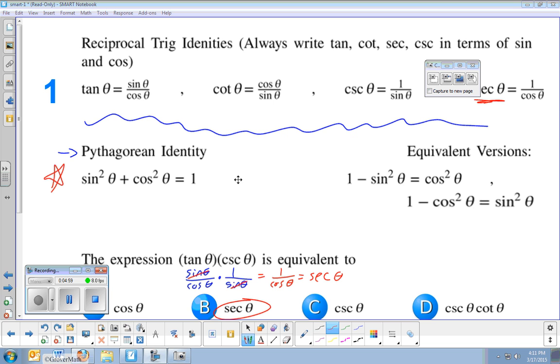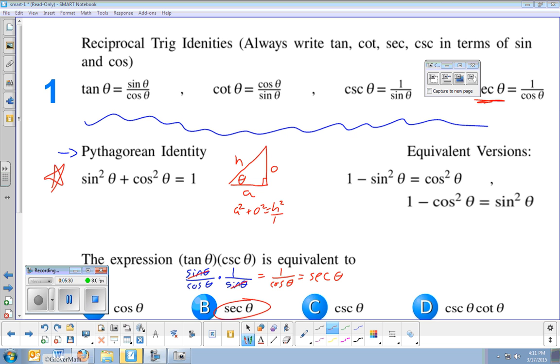If we had a triangle with angle theta in there, we know that this is the opposite side, this is the hypotenuse, and this is the adjacent side. If I were to do the Pythagorean theorem, a squared plus b squared equals c squared, with these it would really be a squared plus o squared equals h squared, right? And then I could divide everything by h squared. Say I want it to be equal to 1.